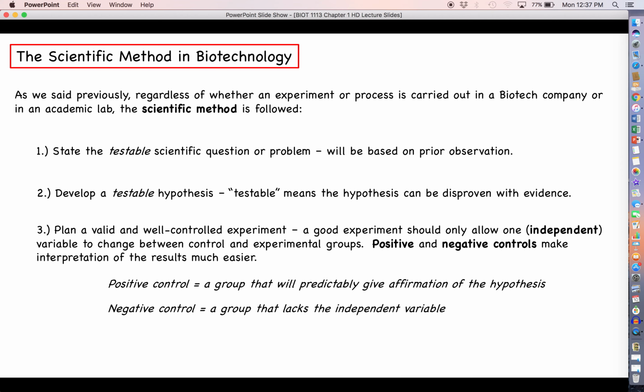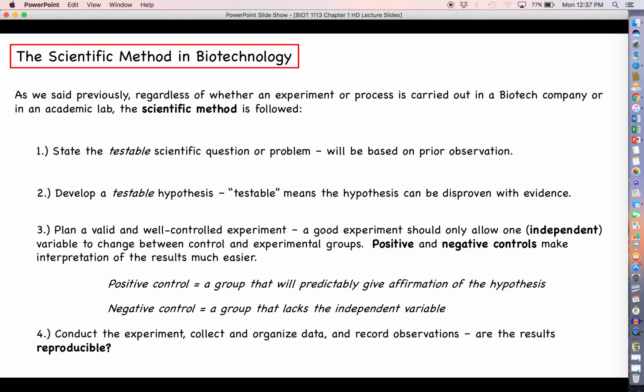A negative control is going to be the opposite. It will be a group that lacks the independent variable, and it's basically going to be, if your hypothesis is incorrect, this is what it's going to look like. So ideally, you would want to have your positive and negative control. A negative control should always be possible, but sometimes a positive control, for a variety of reasons, just isn't possible to have. So you try to do the best that you can.